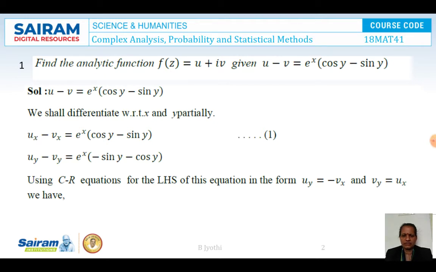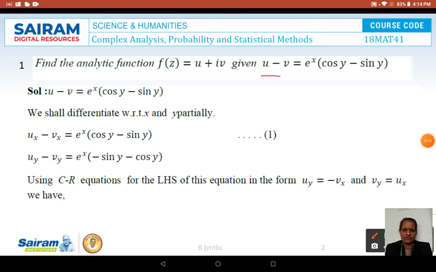Either they will be giving you u minus v, the sum or the difference of the real and imaginary parts, as a function of x, y or r, theta. It's given in Cartesian or in polar form. The procedure is we have to differentiate with respect to x and y both partially. Then we will be getting terms in ux, vx and also uy and vy.